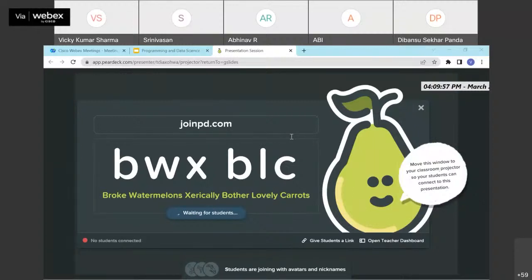So today we are going to do something like why mathematics for programming and data science. But first of all, before going to all that content, I want all of you to join this. All you have to do is go to Google, search joinpd.com, and use this code BWXBLC. Do not give any space. You just enter this code when you go to joinpd.com, and then you'll be able to participate in this.